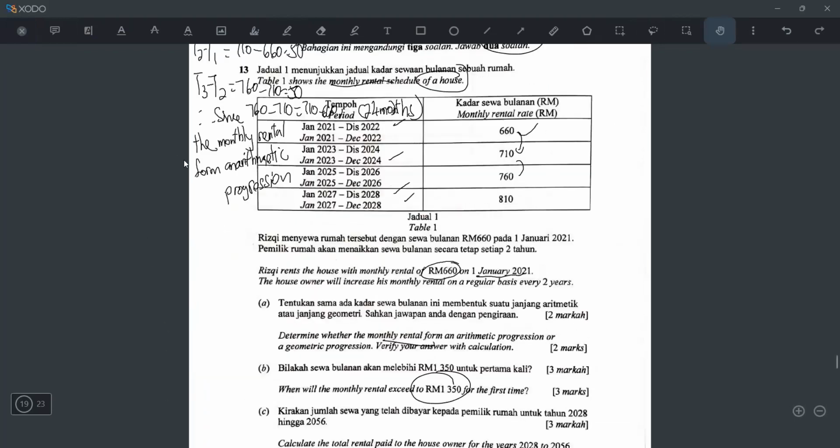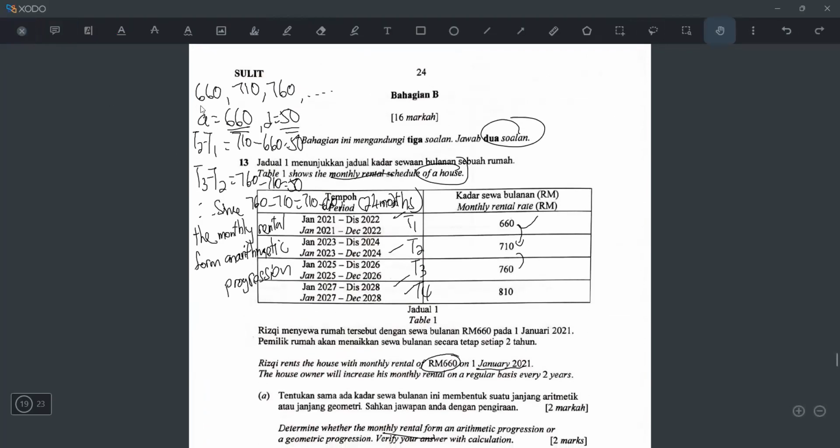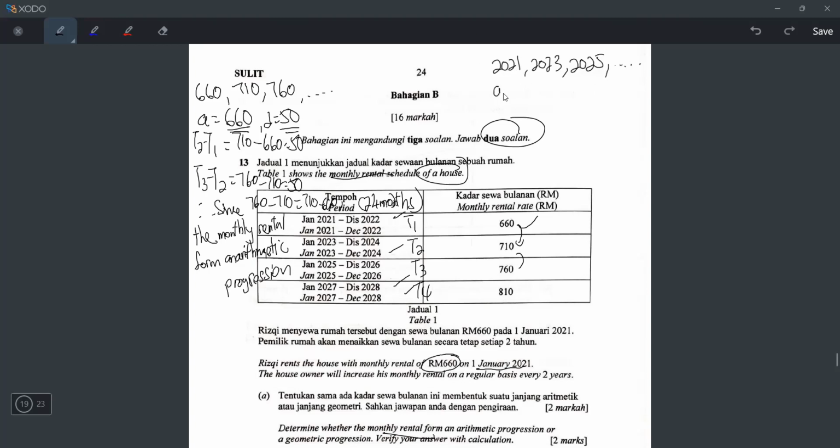So let's think about this. This is my T1, my T2, my T3, my T4. When it's T1, the year is 2021. When it's T2, the year is 2023. When it's T3, the year is 2025. When it's T4, it's 2027. So we can form another progression here using the year. It means A is equal to 2021 and D is 2, because every time you add 2 years.